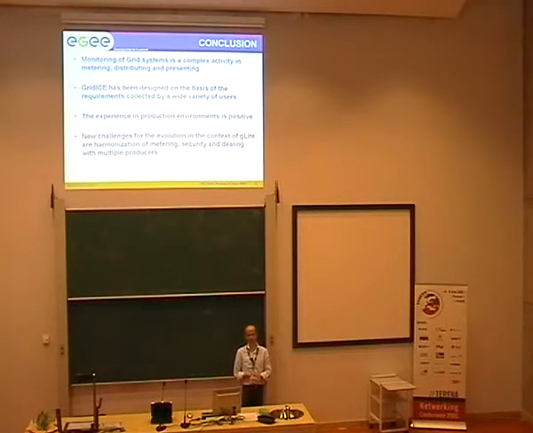Anyway, the current experience in production environment is positive, and in the short term we plan to work on harmonizing sensors, supporting better security, and dealing with multiple producers. In the middle term, we can also plan to evolve the distribution model to, for example, new appealing technologies like peer-to-peer systems or publish-subscribe systems.